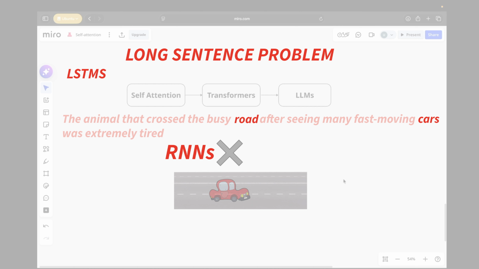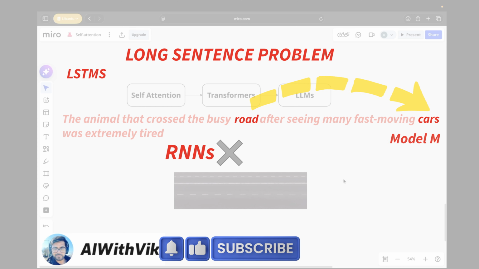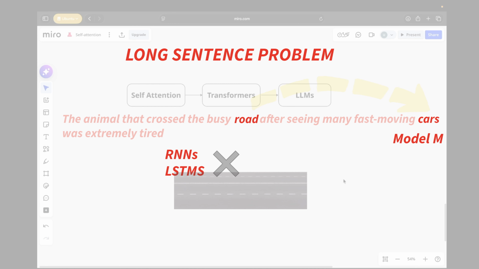Why did RNNs fail? RNNs read text one word at a time. By the time the model reaches cars, the word road is far back. The association weakens, context basically fades away. Then why didn't LSTMs fully fix it?